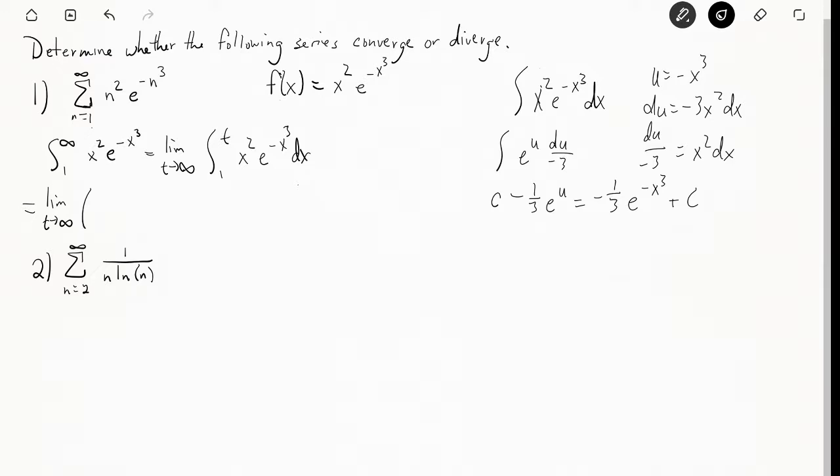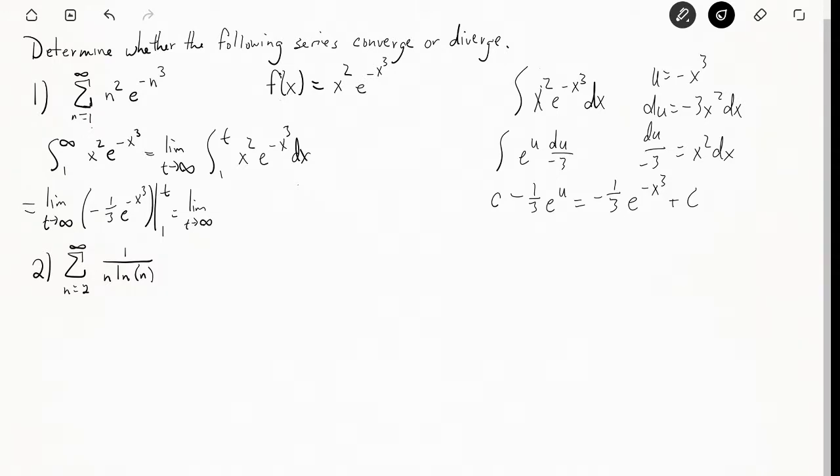And what do we have? We have negative 1/3 e to the negative x cubed evaluated at 1 and t. And plugging that in, we get the limit as t approaches infinity.